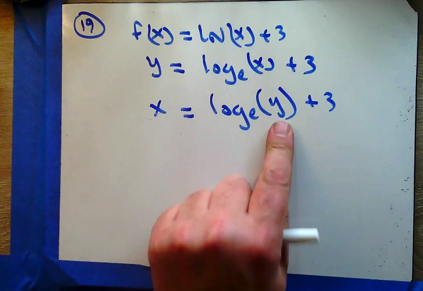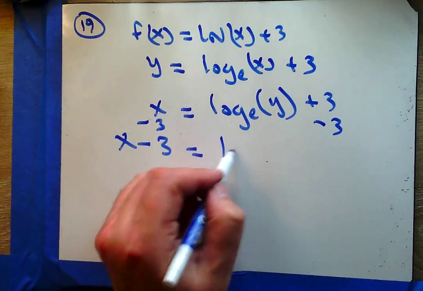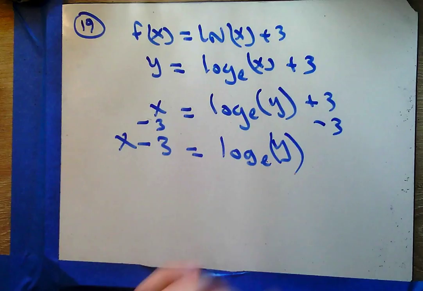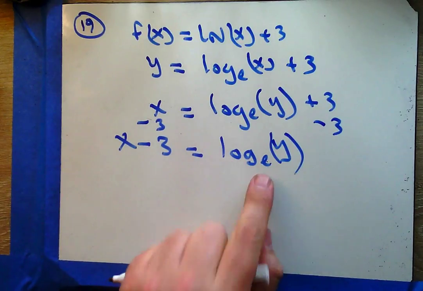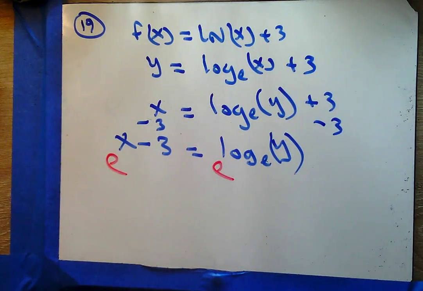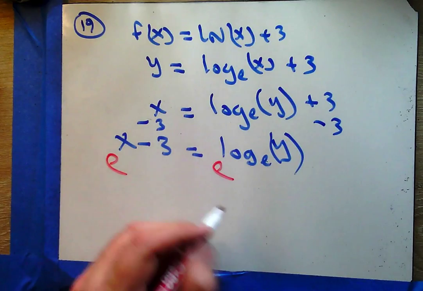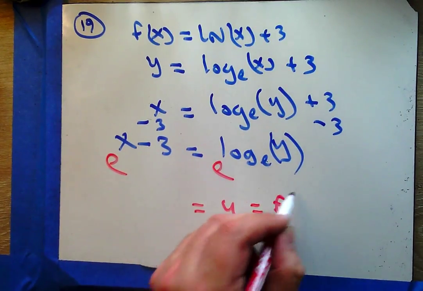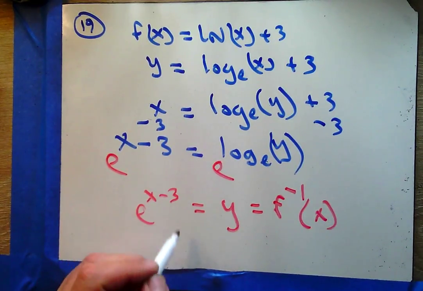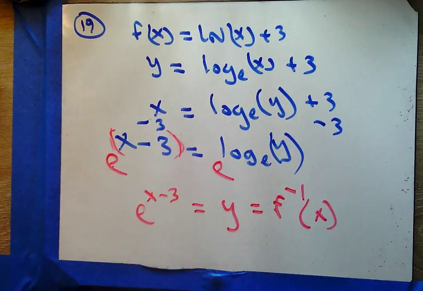And then solve for y. So I'm going to subtract 3 from both sides and have x minus 3 equals log base e of y. Now I have to free that y from the clutches of log base e. And we can do that with the powerful spell called exponentiate. The base here is e, so I'm exponentiating with e. So my answer then is y, or f inverse, because this is the inverse, equals e to the x minus 3. Remember, all this was here when I exponentiated, so all this is up in the exponent.